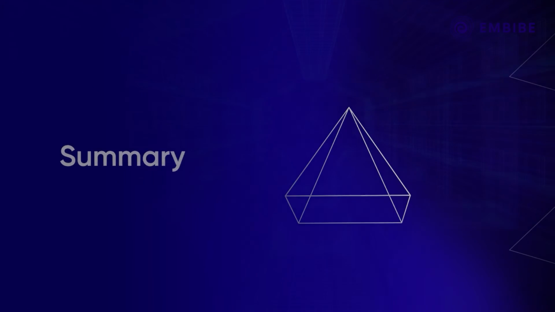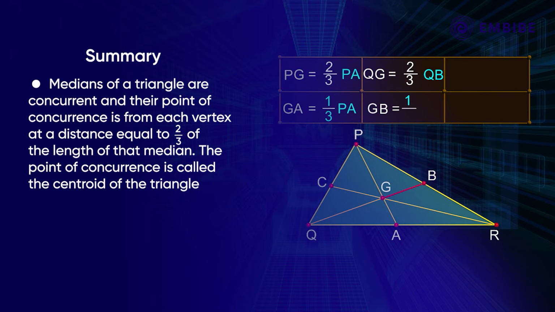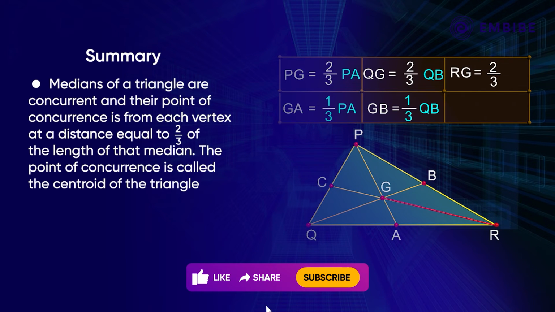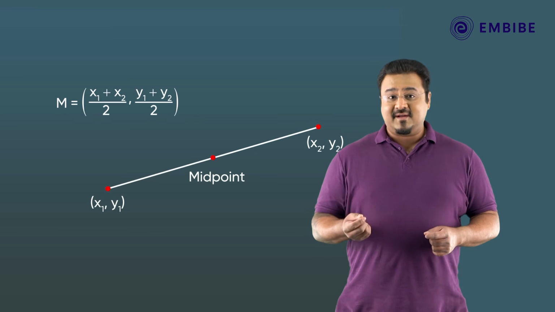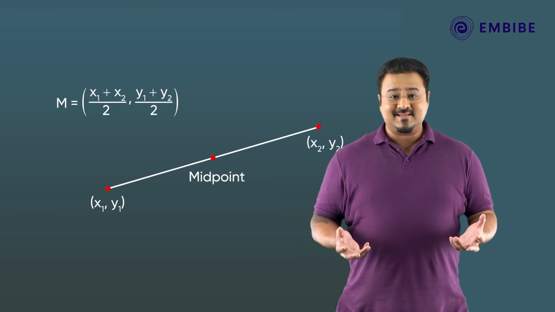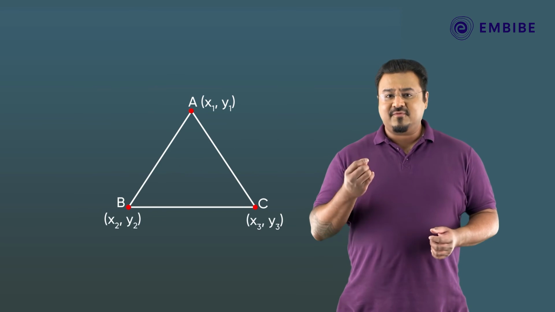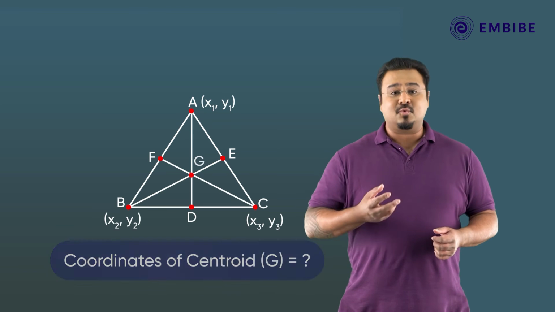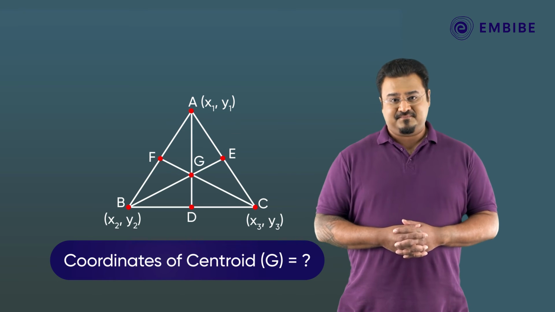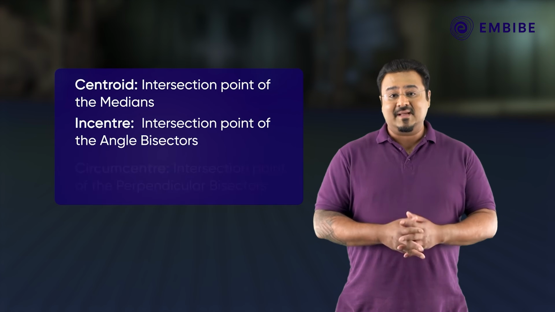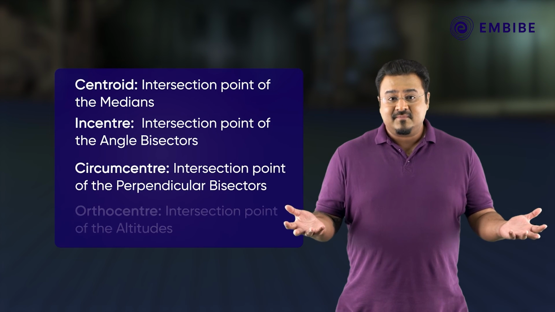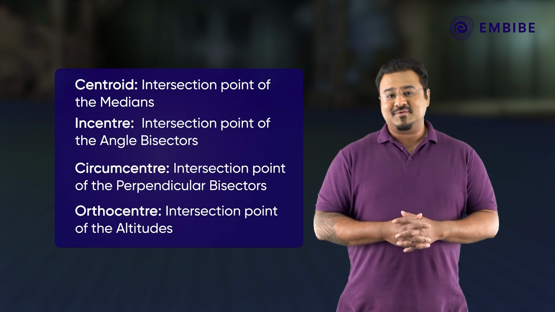Let's summarize. In this session, we learned a theorem on the length of the median. It is easy for you to find the coordinate of the midpoint of a line segment, right? How do you find the centroid if we had given coordinates of a triangle? Also, triangles have other centers as well. What are they called? Keep watching our upcoming videos to find out.